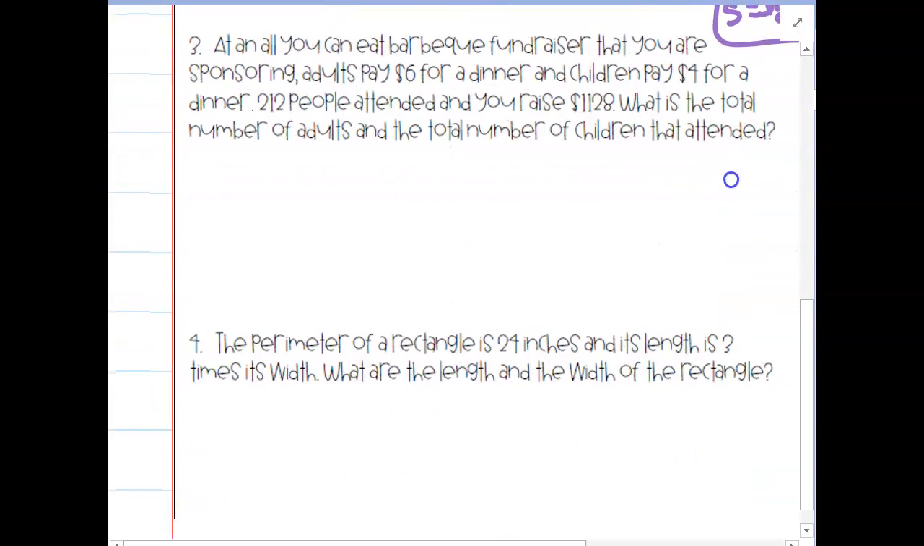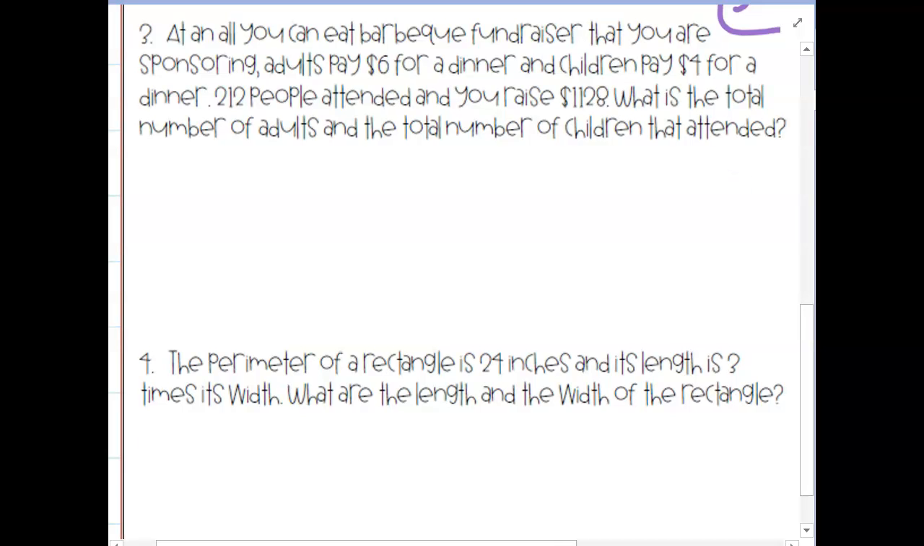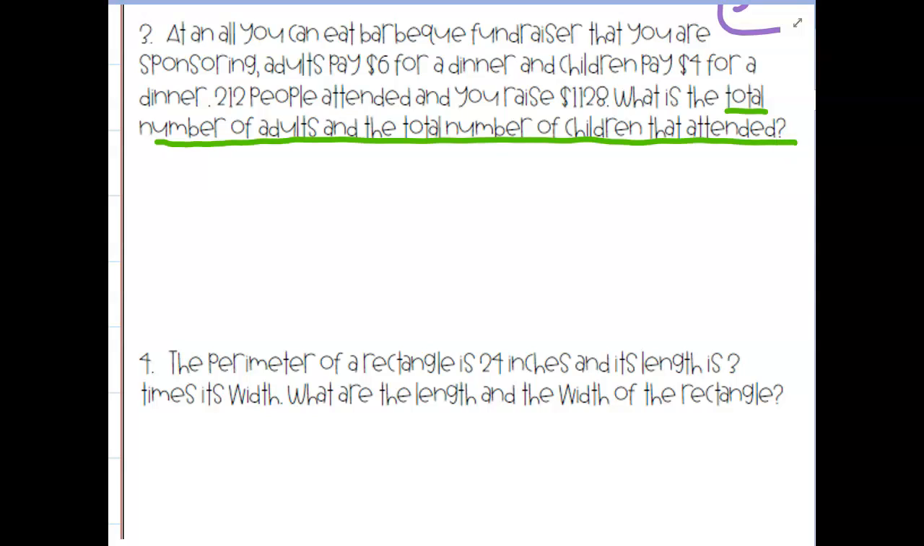Okay, at an all-you-can-eat barbecue fundraiser that you are sponsoring, adults pay $6 for a dinner, and children pay $4 for a dinner. 212 people attended, and you raised $1,128. What is the total number of adults and the total number of children that attended? Okay, first thing, I need variables. What are my variables going to be? Let's do A and C.